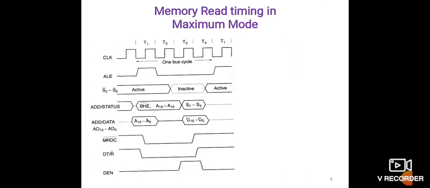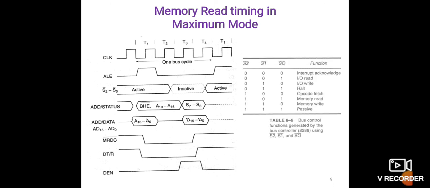And again here you could see the read timing diagram for the maximum mode, and here the data information is placed almost in the T3 and T4 state, and the status lines S2 and S0 will become active, and remain active for the first two T states and inactive for the third and fourth, and again become active. So this is also very similar to the previous one, except that the control signals are changed to memory read command or memory write command. As it is a read, it is shown with the memory read command.